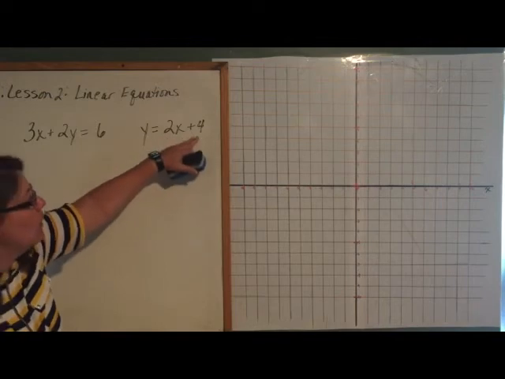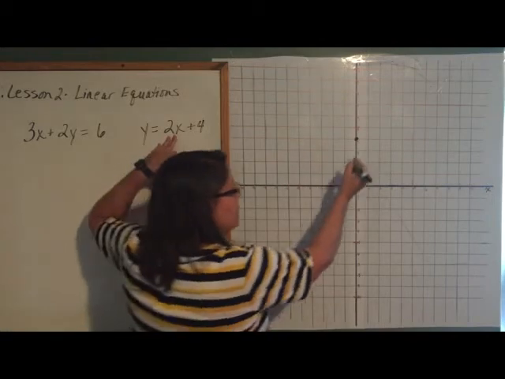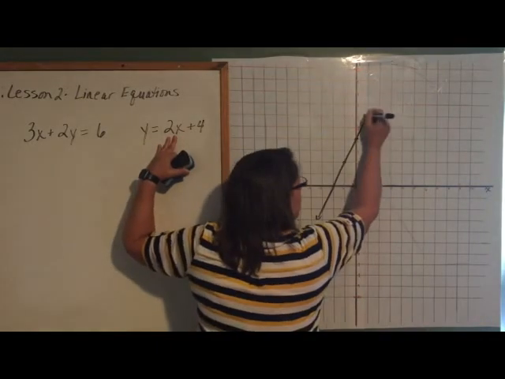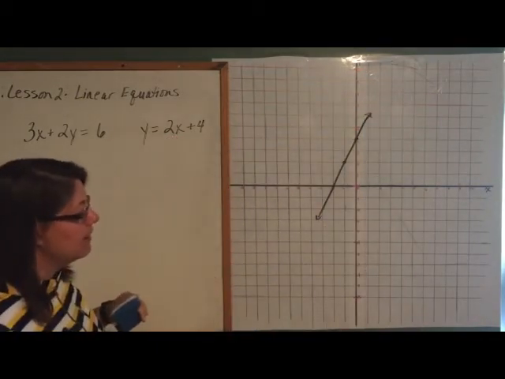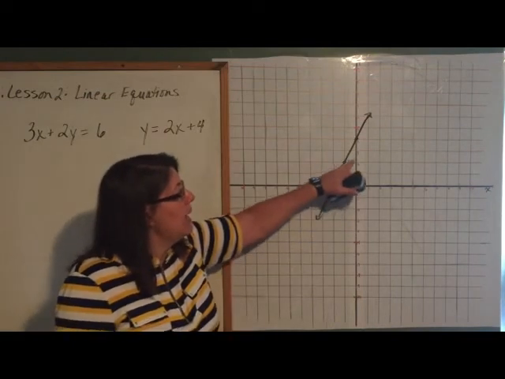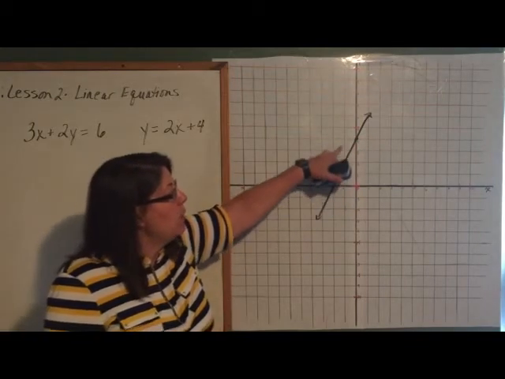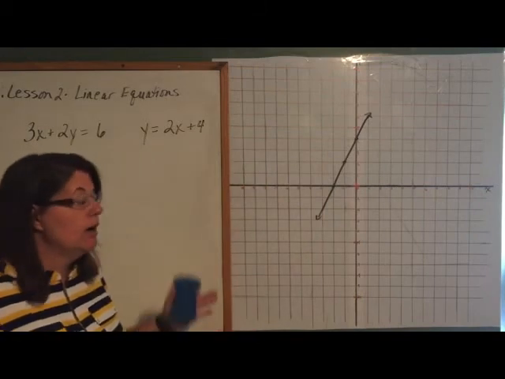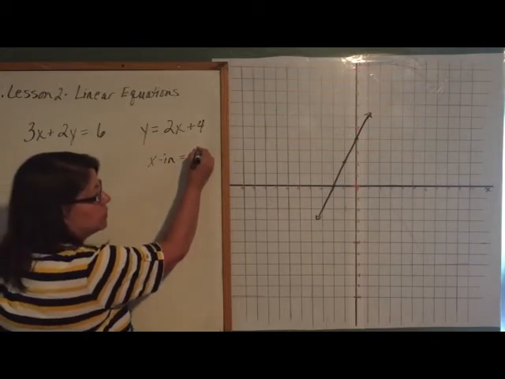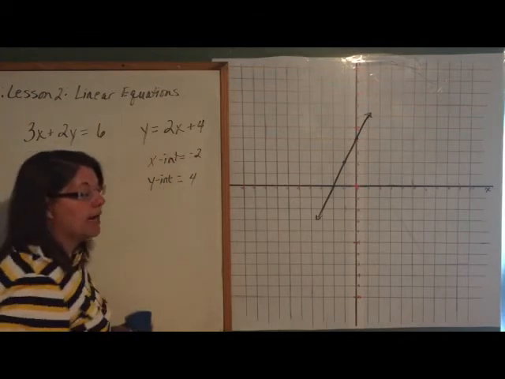So to graph that, my y-intercept is 4. My slope is 2. So that means from this point I could go up 2, right 1, or I could go down 2, left 1. And so there's a good idea of what my line is doing. My x-intercept, it looks like it crosses at negative 2. So my x-intercept is negative 2. My y-intercept is 4. So I could say my x-intercept is negative 2, 0, and my y-intercept is 0, 4, or I could just say the x-intercept equals negative 2, and the y-intercept equals 4. I could do it either way.